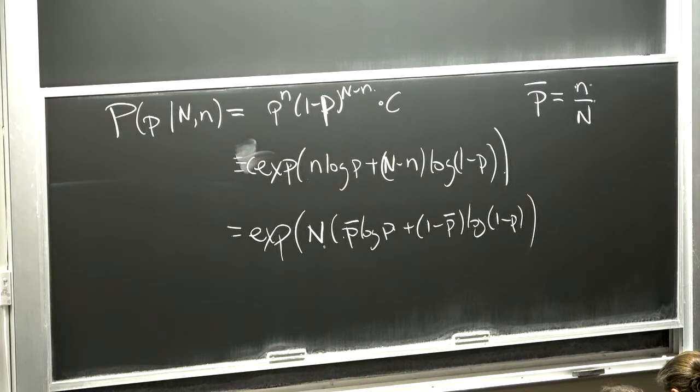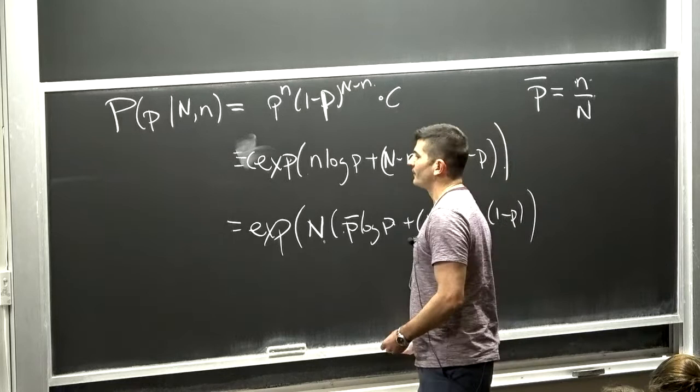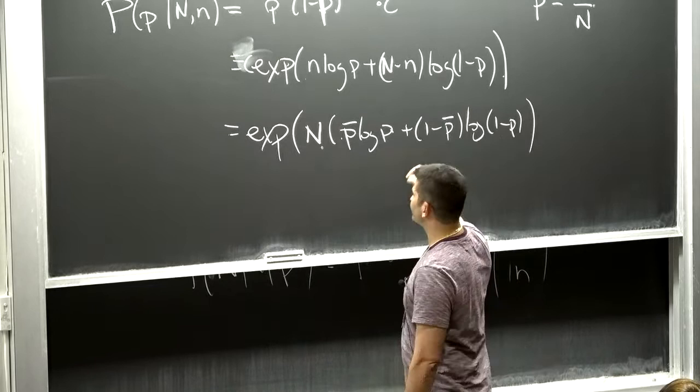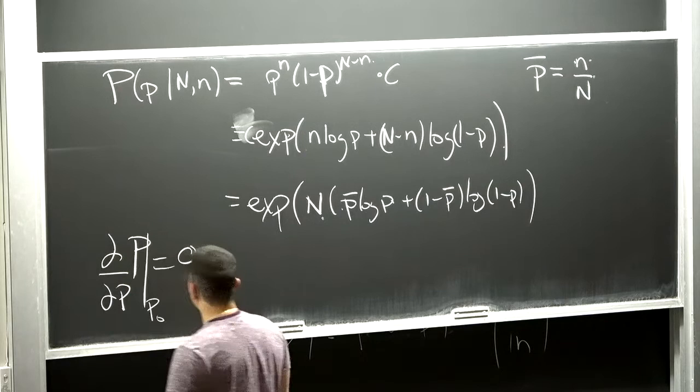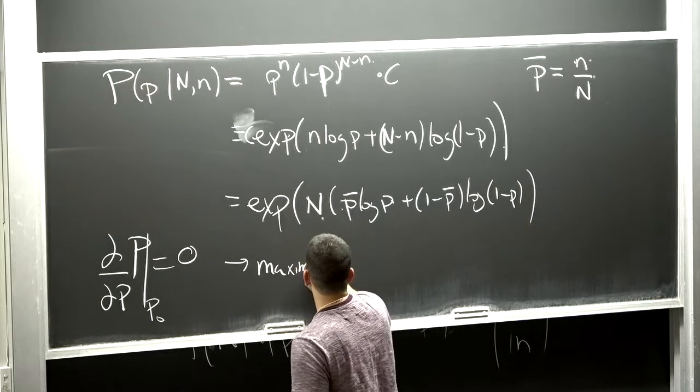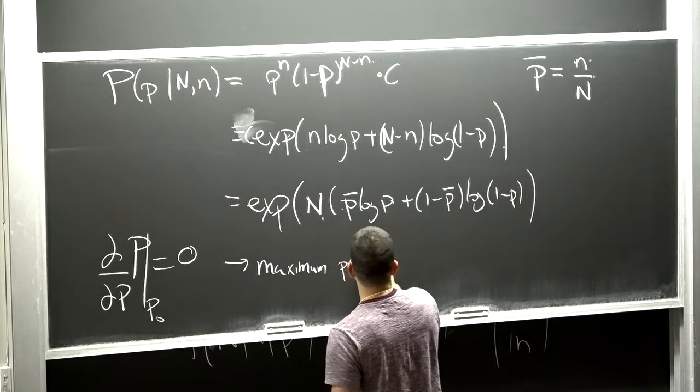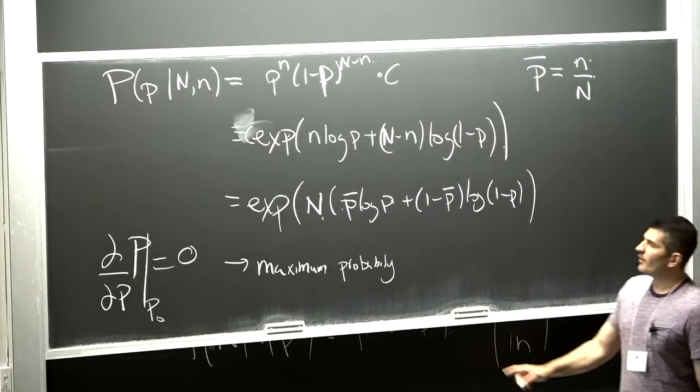So the first thing to do, in the interest of time, I'll just tell you the answers. You can work it out. The first thing we can do is find the maximum. The maximum of this thing is where the derivative with respect to p is equal to 0. I'm going to evaluate this at some p naught, which is the maximum of the probability. So it's the most likely value of p. It will come as no surprise that p naught is equal to p bar.